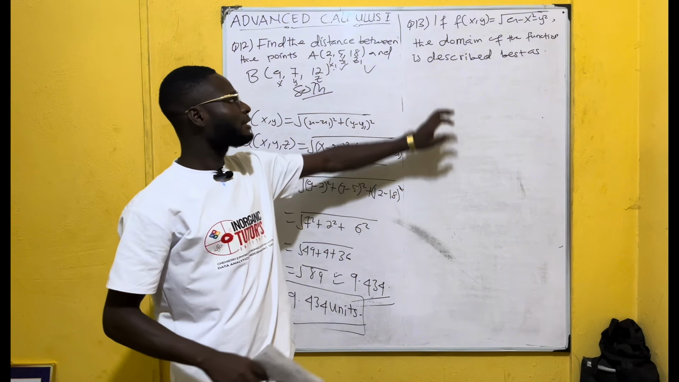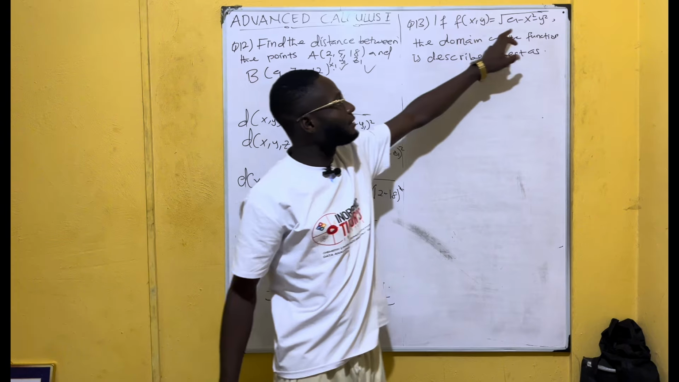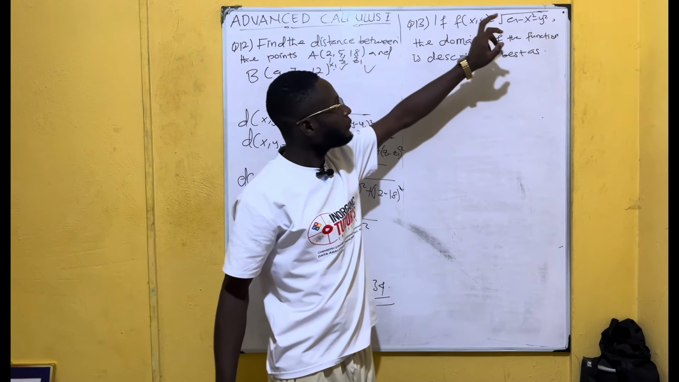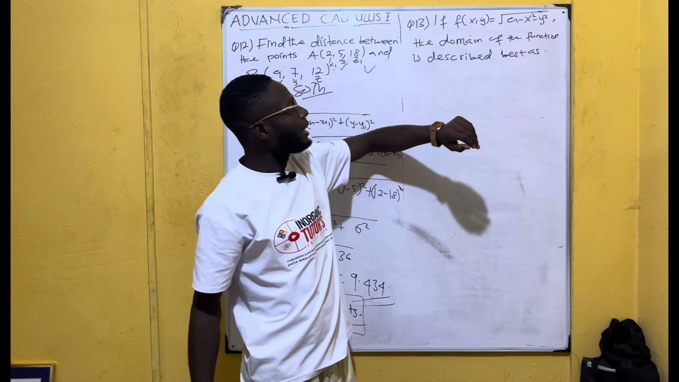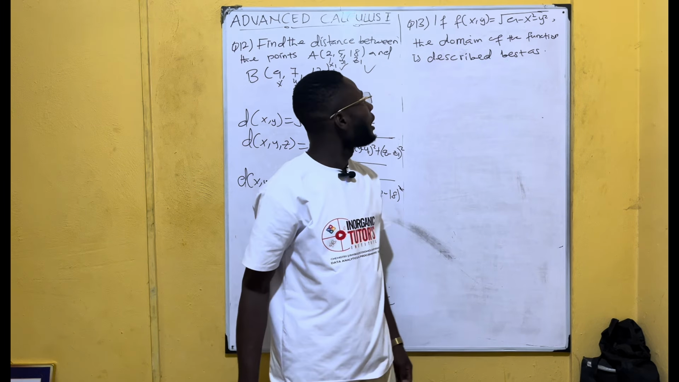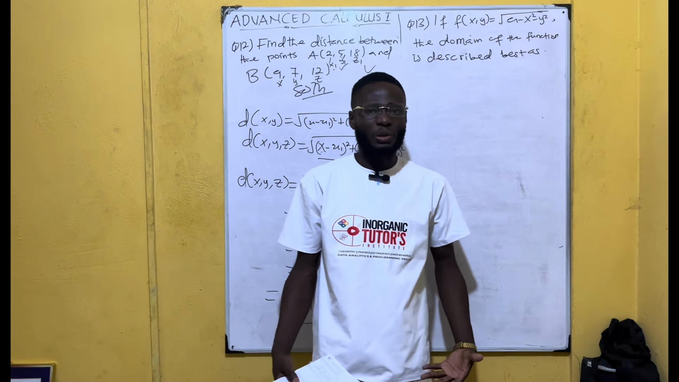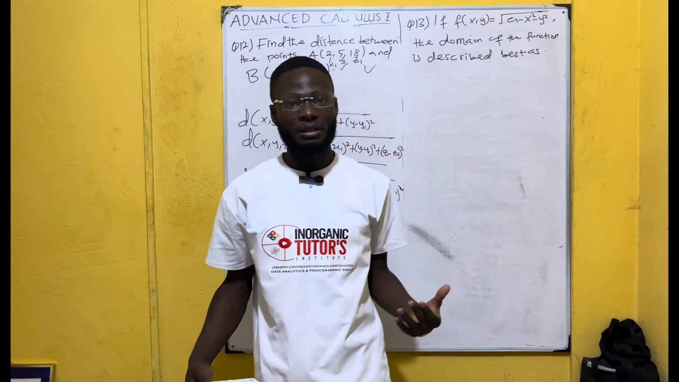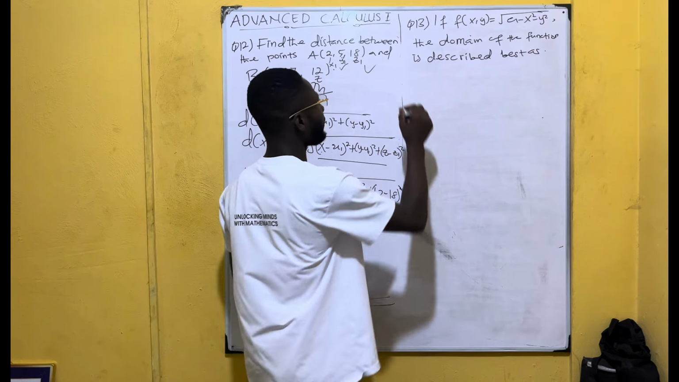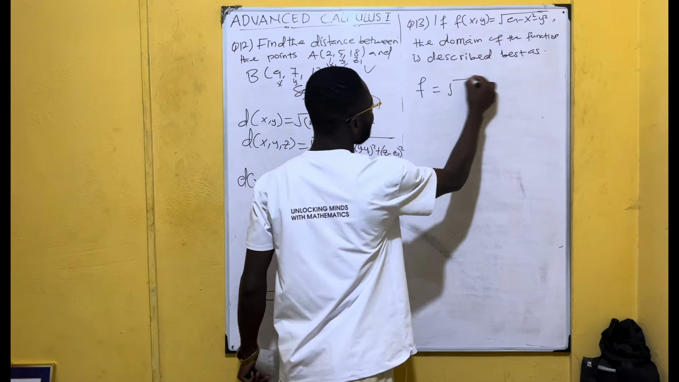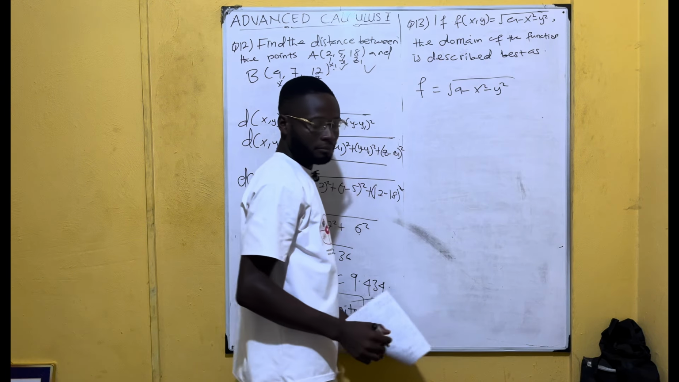Now, let's look at question number 13. Question number 13 has given us this expression, okay? The square root of a minus x squared minus y squared. And they want us to determine the domain of the function, how we can describe the domain of the function given, right? So first of all, we have to write the function f is equal to the square root of a minus x squared minus y squared.